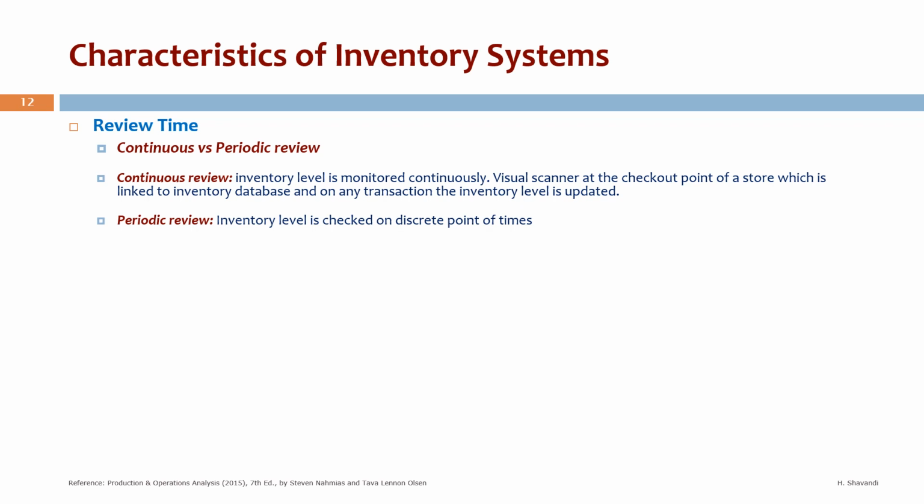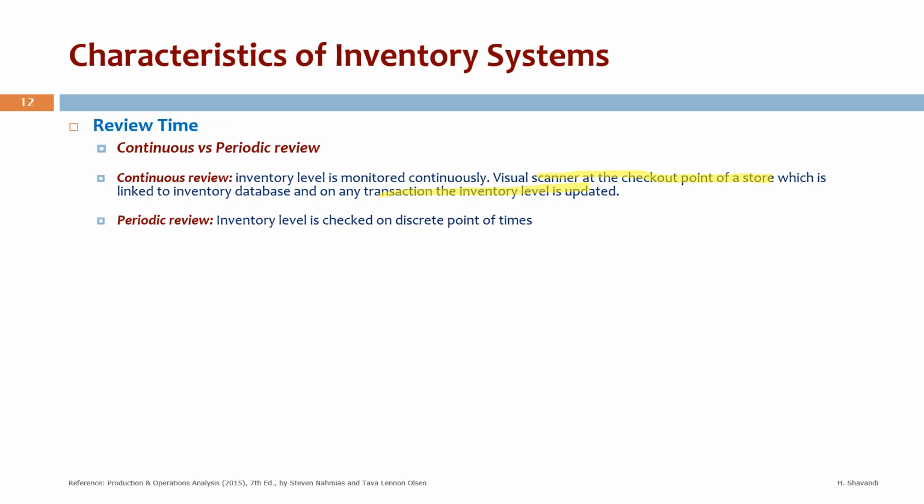In continuous review, we assume that we are monitoring the inventory level continuously over time. For example, in a retailer, we do have a scanner at the checkout point of a store, and it's linked to our inventory database. So with any transaction, the inventory level is updated. In this case, we are monitoring the inventory level continuously, and whenever it reaches a certain level, which we consider as a reorder point, we will place an order. Okay, so this is called continuous review.